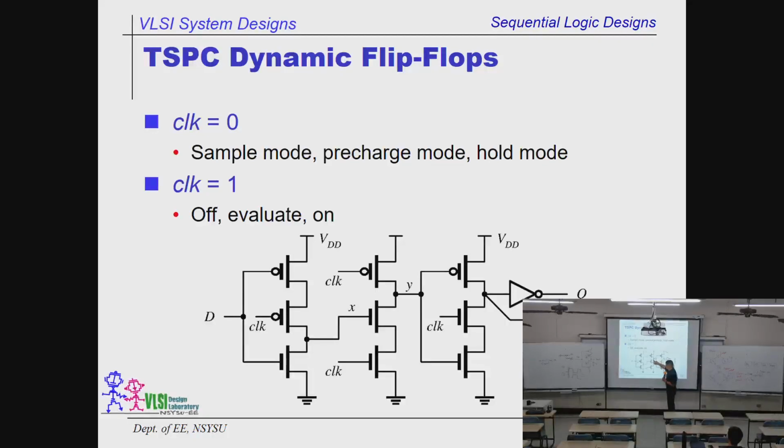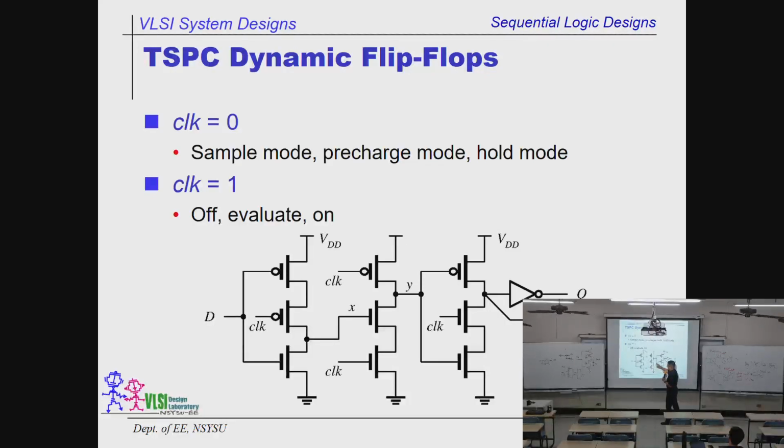This is on, and it depends on the status of X. If it is high, it will be pulled down. Then you have a 0 over there. So off. So the sample mode means this one. This is a pre-charge mode, means Y over here. This is the hold mode, means that's 1.